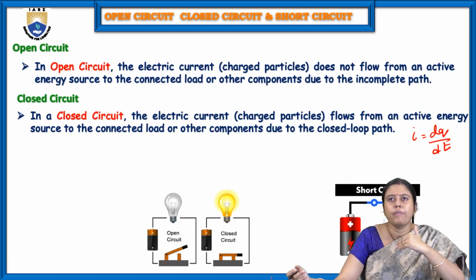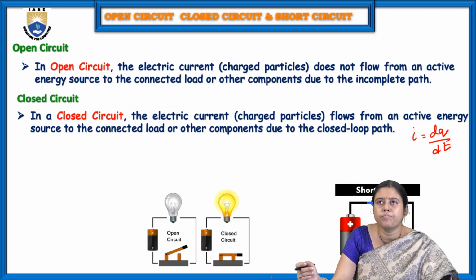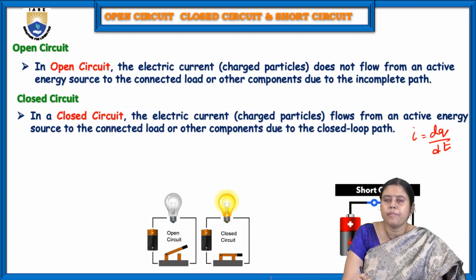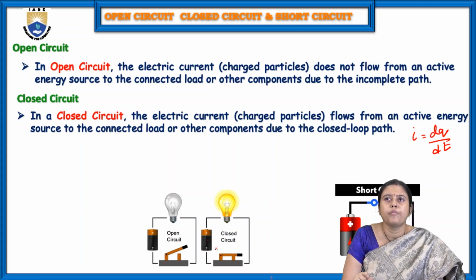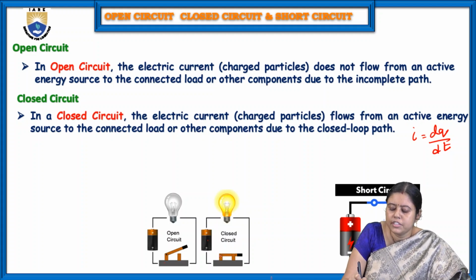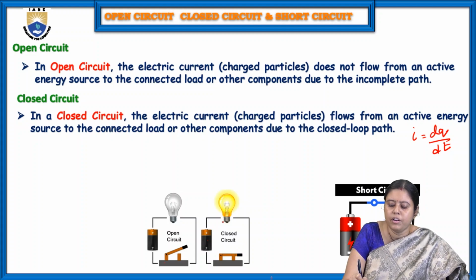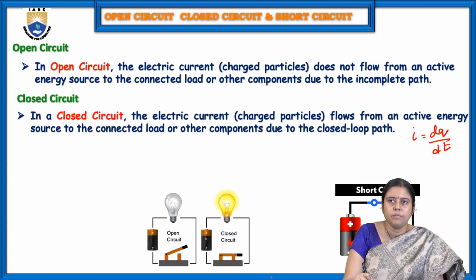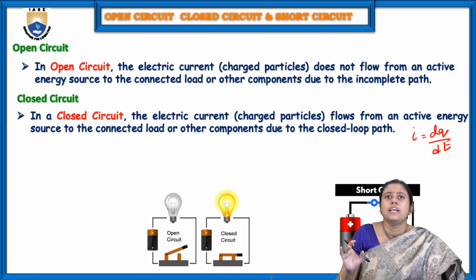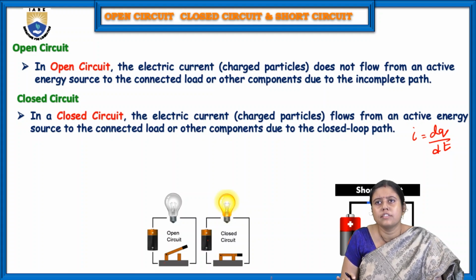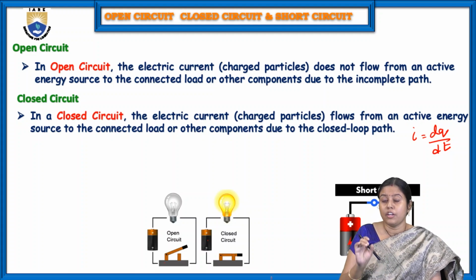So in a closed path, the electric current or charge particles flow from the active energy source to the connected load or other components due to the closed path. You can see here the switch is closed, so current will start and flow through the closed path. The short circuit is a special case of the closed path.